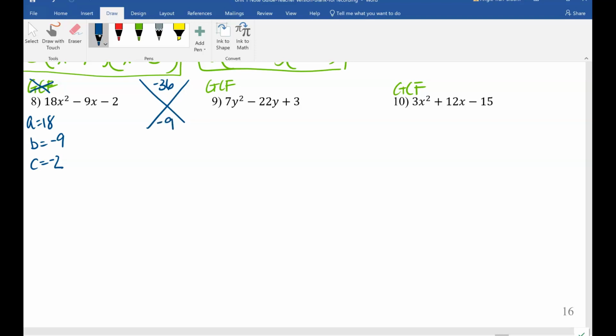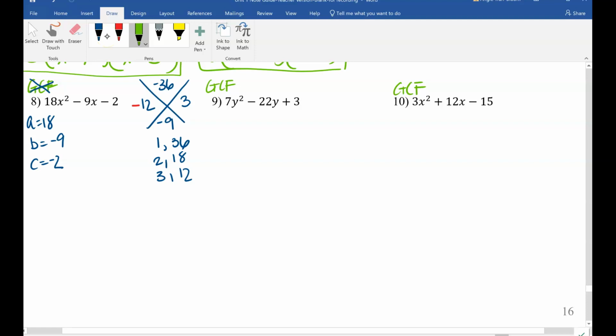All right, let's list out all the factors of 36. 1 times 36, 2 times 18, 3 times 12. So the 3 times 12 might do it, although both of them could not be positive. So we have to change one into a negative, because when we multiply, we have to equal negative 36. And when we add, we have to equal negative 9. So the bigger number has to be the negative.